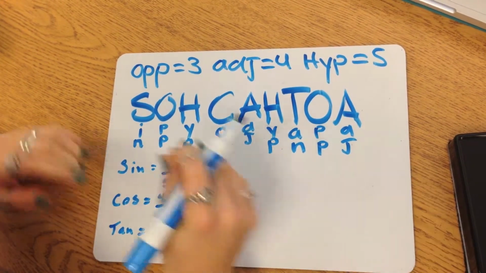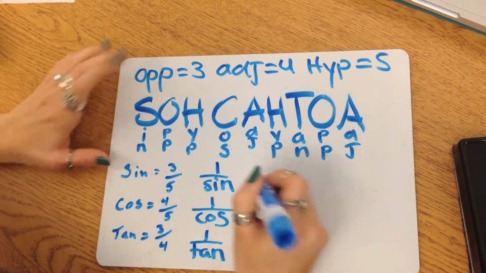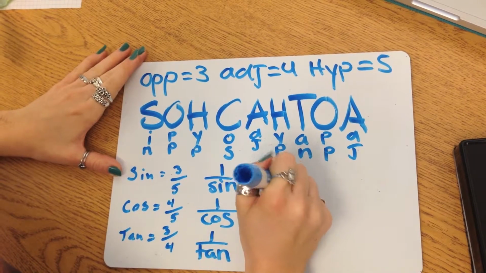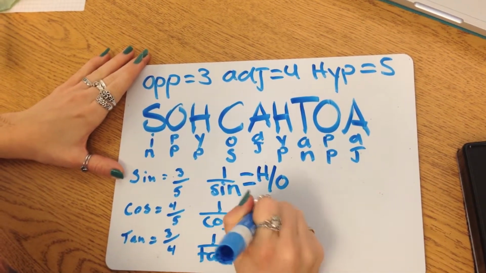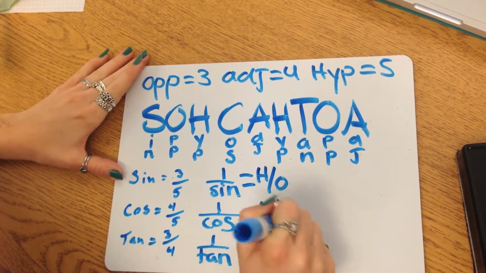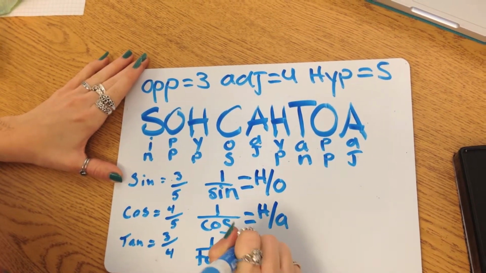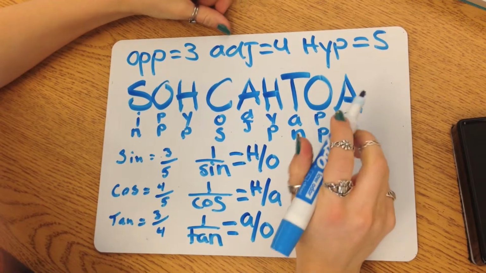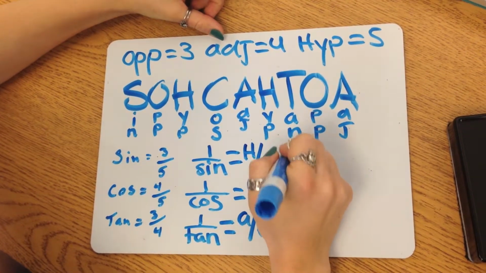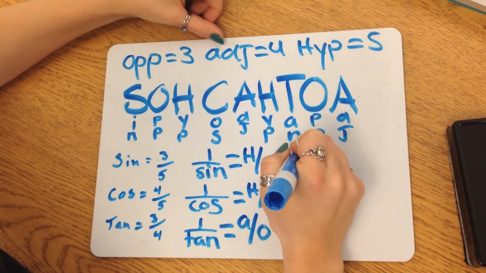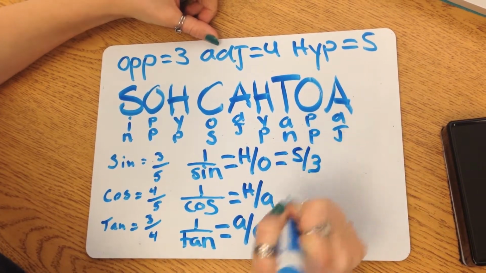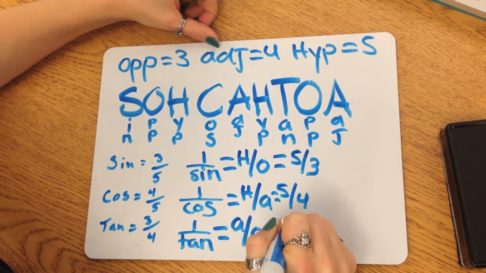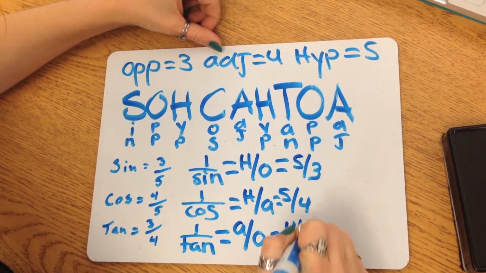This essentially just flips our formula from before, so sine will now turn to hypotenuse over opposite, cosine will turn to hypotenuse over adjacent, tangent will turn into adjacent over opposite. And now we'll plug these into our flipped previous equations to find the numbers. So 5 over 3, 5 over 4, and 4 over 3.